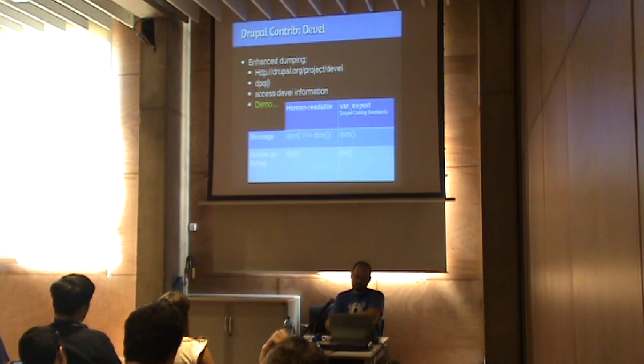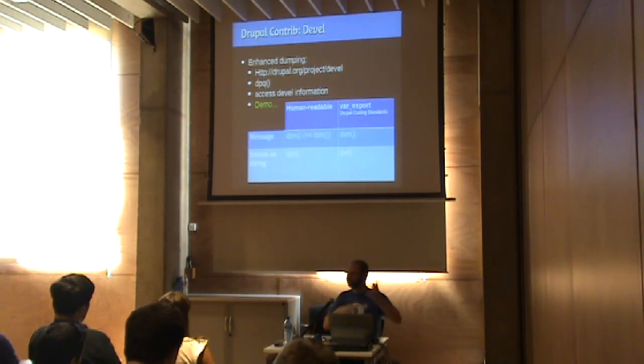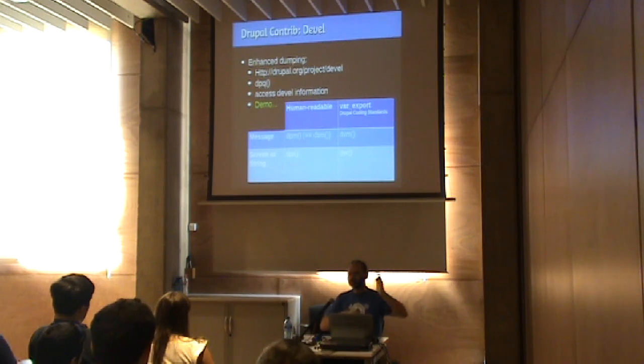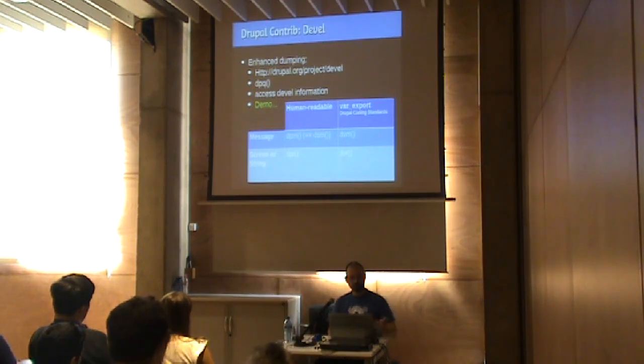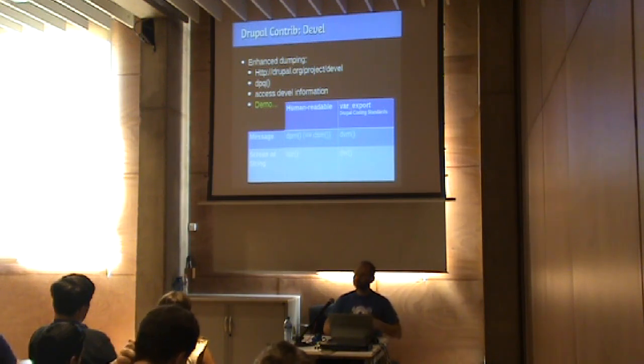You also have DPQ. This is actually for Drupal 7. When you have these really nice new database objects, you write db select and then you add your fields and your conditions and whatnot. You get this big object. If you do DPQ, it will give you a string representation of the entire query that will be executed later.